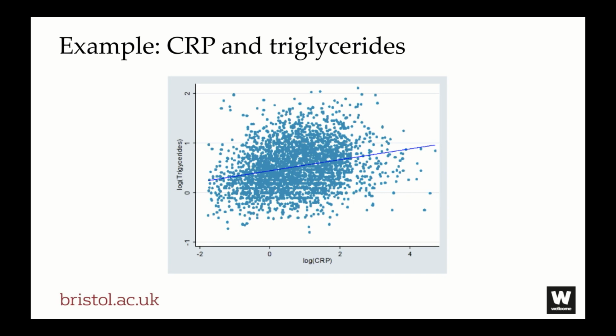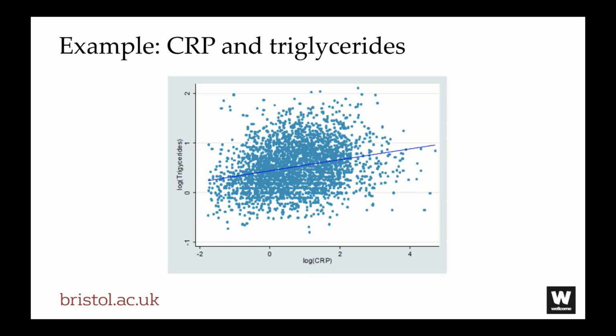Here I'm showing an example of the relationship between a marker of inflammation, CRP, C-reactive protein, and triglycerides. This is an analysis of observational individual-level data from a cohort, let's say it was ALSPAC, and we have a nice positive relationship between log CRP on the x-axis and triglycerides on the y-axis. Each of the dots represents an individual. So we may conclude that reducing CRP in the population could be used to reduce triglycerides.